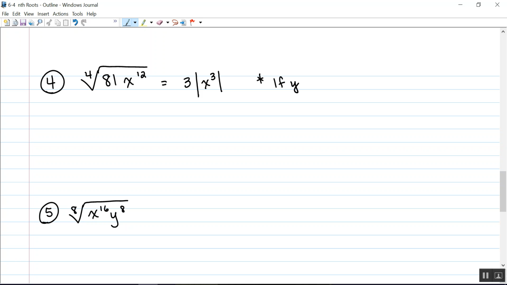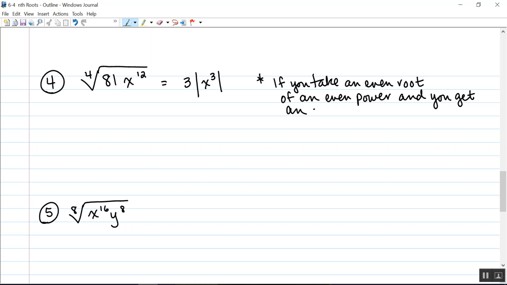If you take an even root, and in this case it was the fourth root, of an even power, and my power in this case was 12, and you get an odd power, which I did, I got a 3, then you need to use absolute value bars. So I took the even root, the fourth root, of an even power, which was 12, and I got an odd power, so I have to put that part of the expression in absolute value bars.